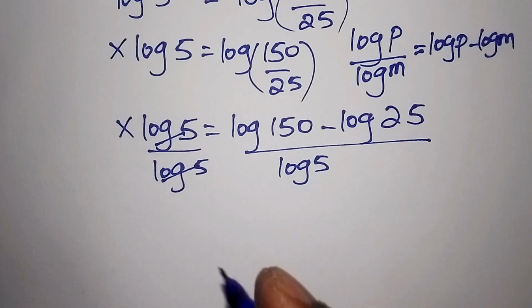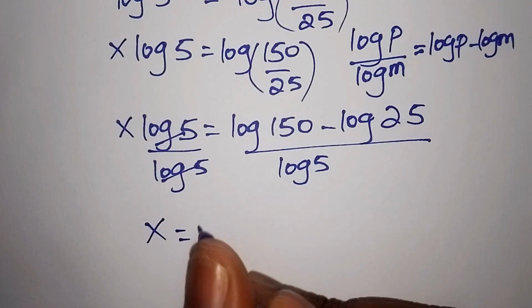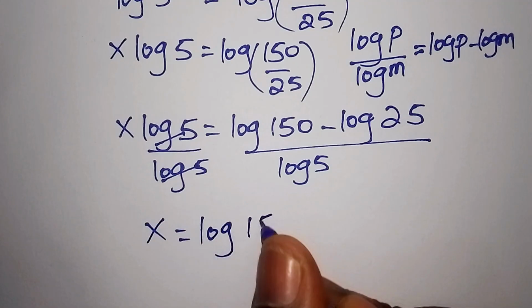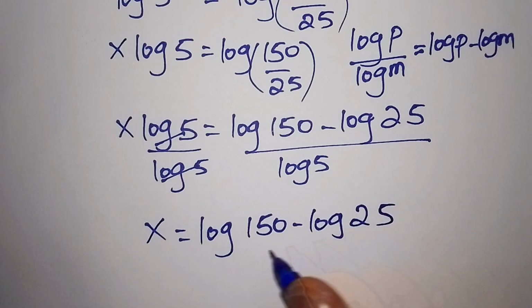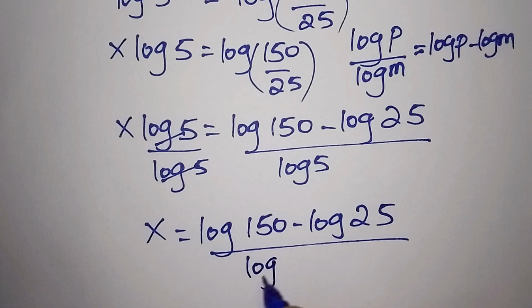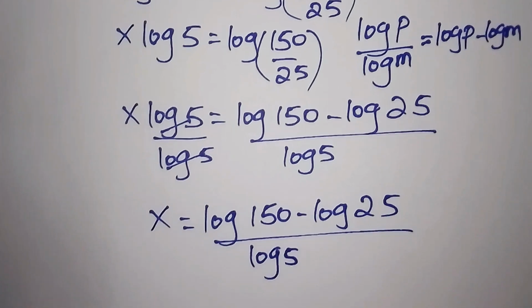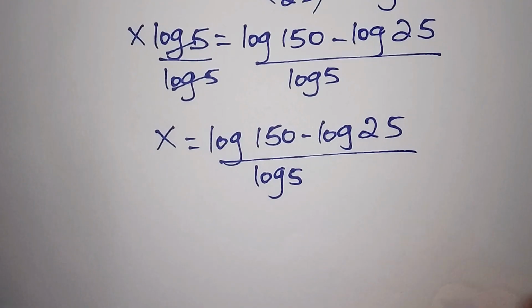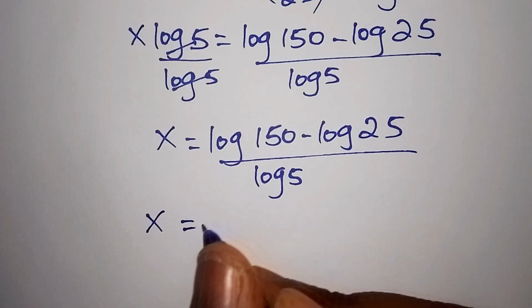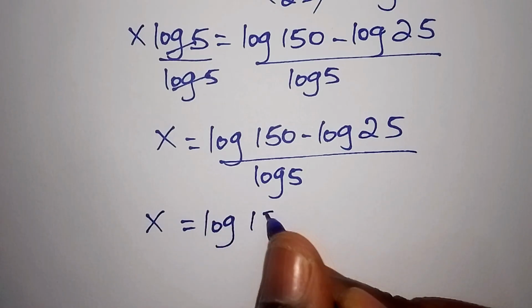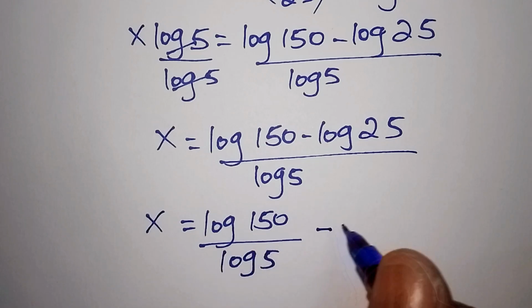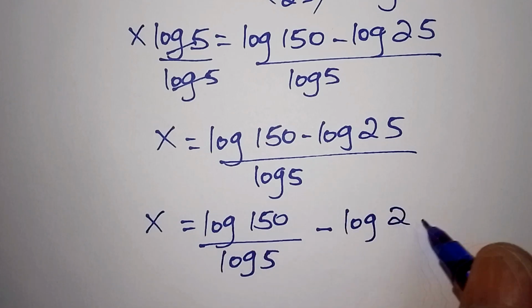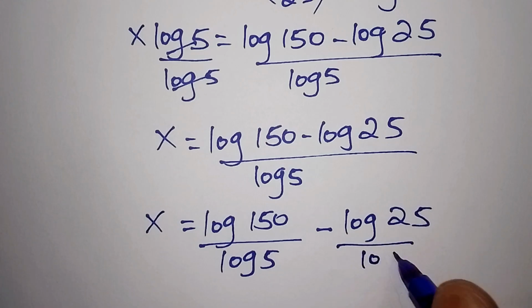Now x is equal to the log of 150 minus the log of 25, all over the log of 5. From here we divide each term by the log of 5. So x is the log of 150 all over the log of 5 minus the log of 25 all over the log of 5.